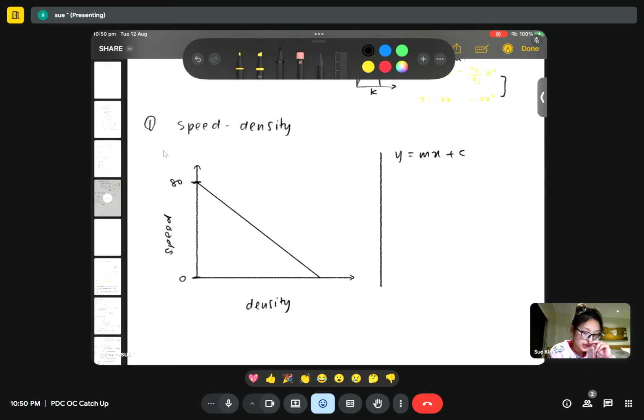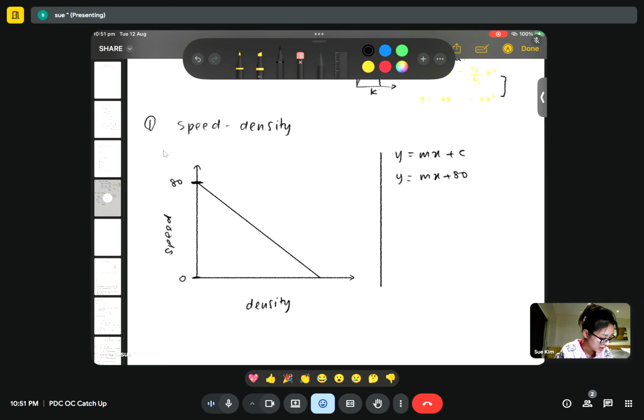Like that. So if this value here is 80, that's equivalent to the y-intercept of this line, right? So if you have a y-intercept, that's going to be the value of c. So it'd be like this: y equals mx plus 80.